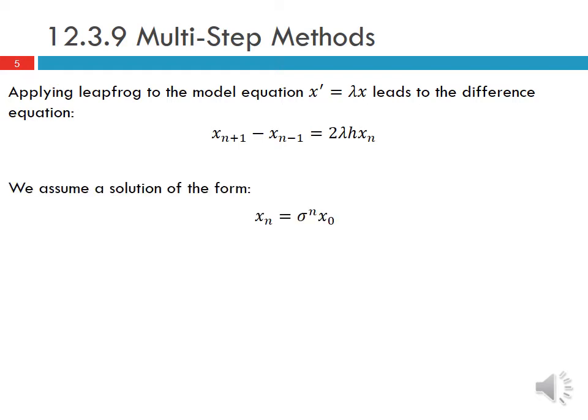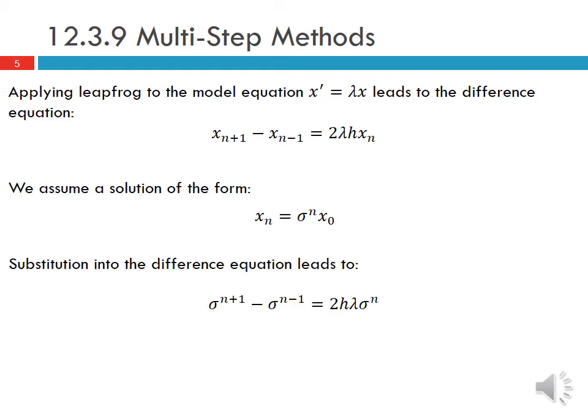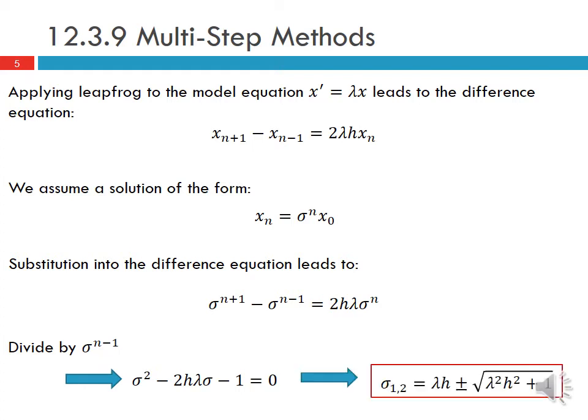So we assume a solution of the form x_n equals sigma to the power n times x_0, and we can substitute this into our difference equation, which leads to the expression here: sigma to the power n+1 minus sigma to the power n-1 is equal to 2h lambda sigma to the power n. And now we can divide by sigma to the power n-1, and we get sigma squared minus 2h lambda sigma minus 1 is equal to 0. And this quadratic equation can be solved to find the two roots, sigma_{1,2}, which is equal to lambda h plus or minus the square root of lambda squared h squared plus 1.